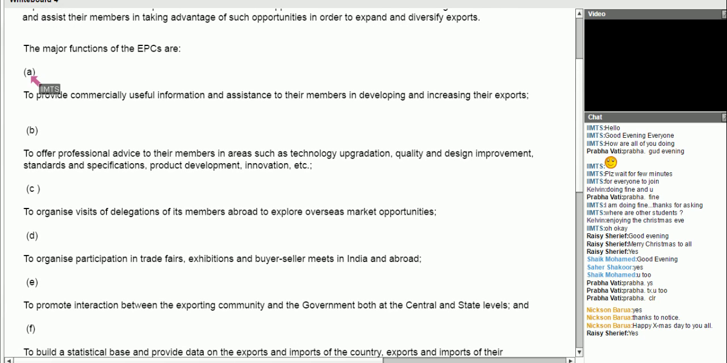So let's see the major functions of the Export Promotional Council. Number one, to provide commercially useful information and assistance to the members in developing countries and increasing their exports. So their role is to provide the inputs to the exporting companies or exporting members who have registered themselves under Export Promotional Council.